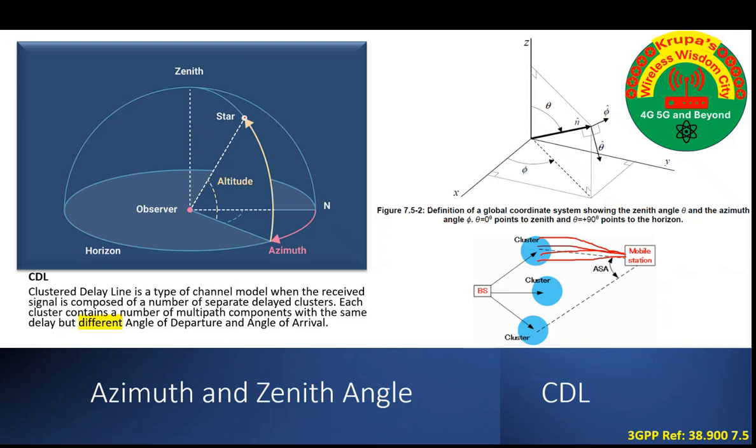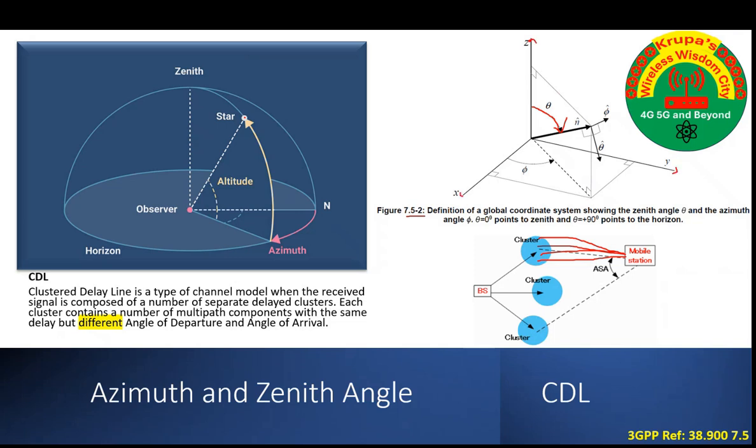Okay. Then coming to another, the global coordinate system, this is defined in your 3GPP. This diagram is taken from figure 7.5.2 from the 38.900 3GPP specifications. If you look here, it is very similar to the azimuth and zenith we discussed. So this angle they are talking about is your zenith angle. This is your z-axis, and this is your y and x.